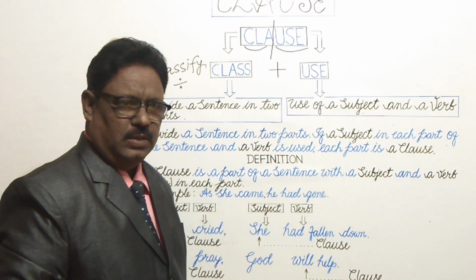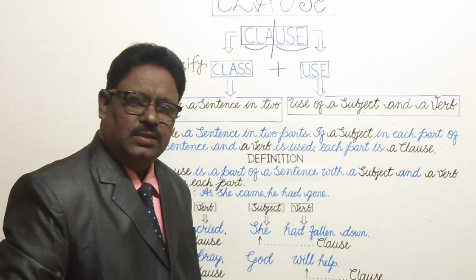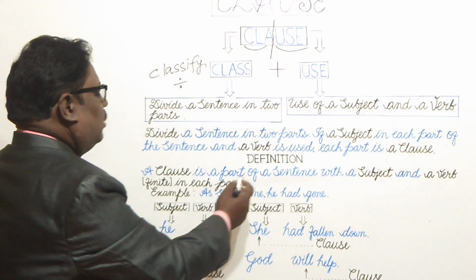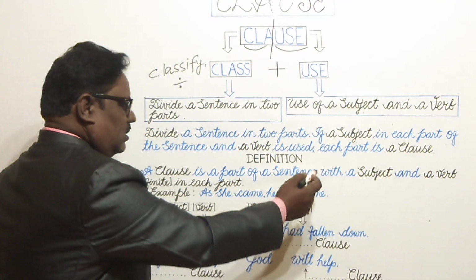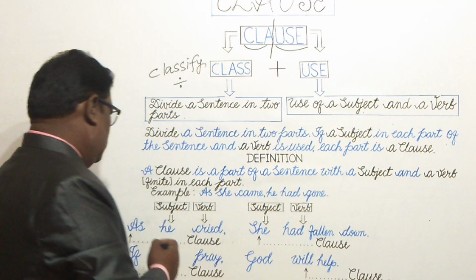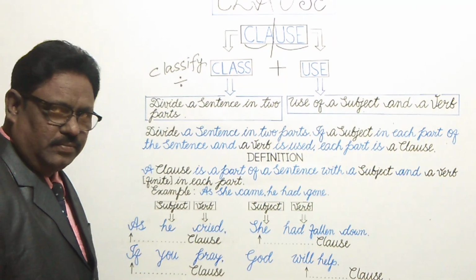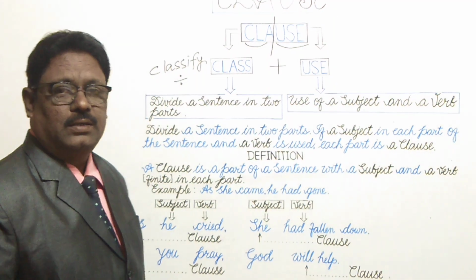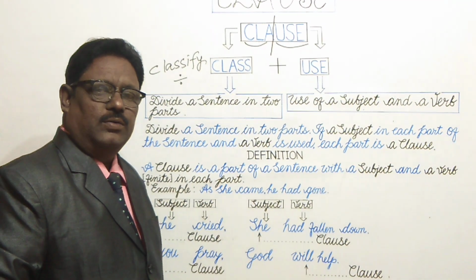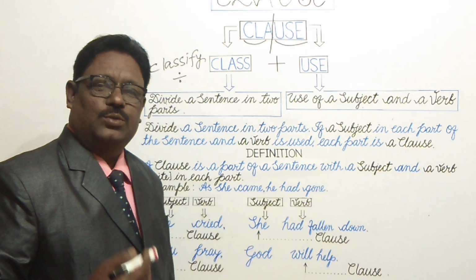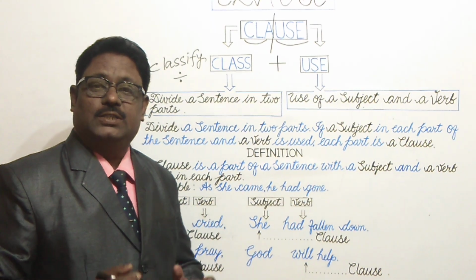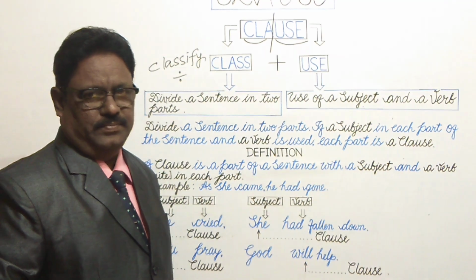So, the definition of the clause will be: a clause is a part of a sentence with a subject and a verb, finite verb, in each part. What is finite verb? Finite verbs are those verbs which are controlled by the number and person of the subject.